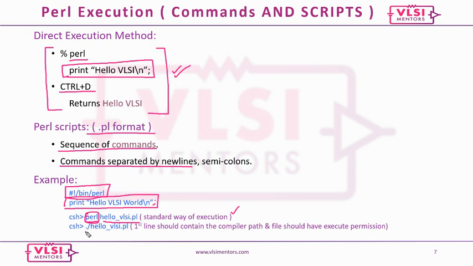Here the file has to be in an executable format. The first line should contain the compiler path, and the file should have execute permission. Normally it is something like a 777 permission, where you are the owner, the group, and then anyone else. You will have read, write, and execute. You should have the execute permission, then you can run it.